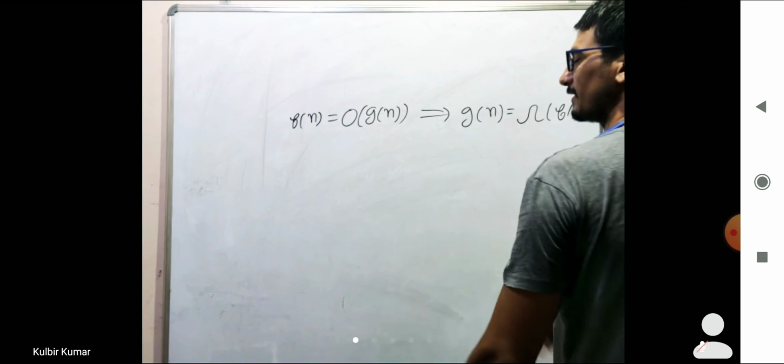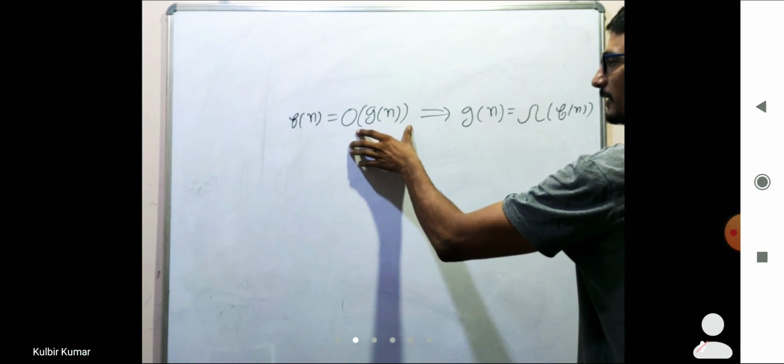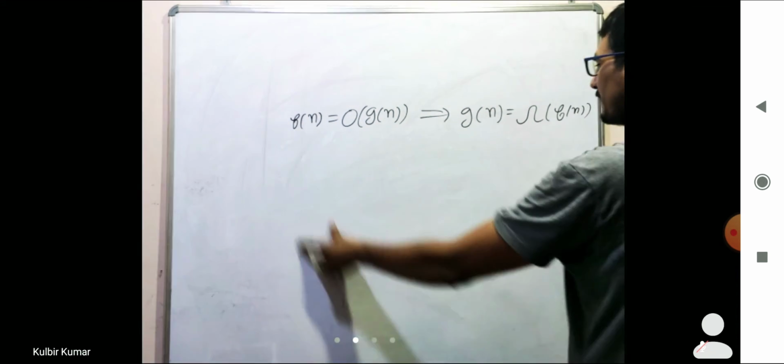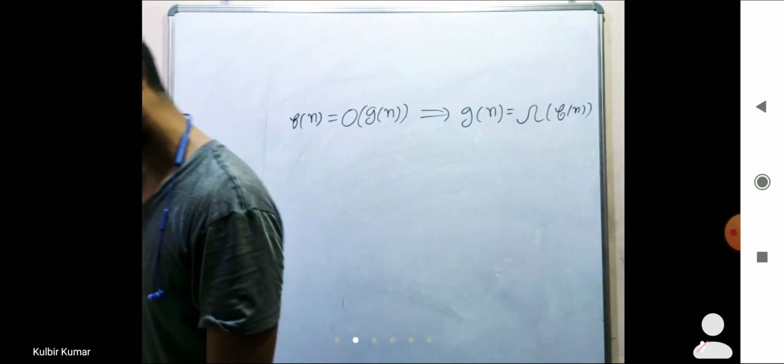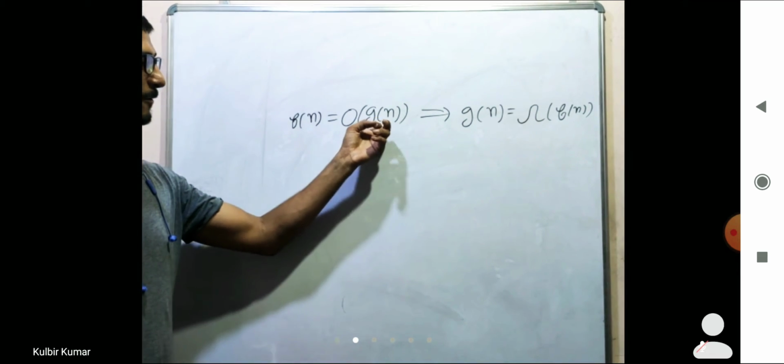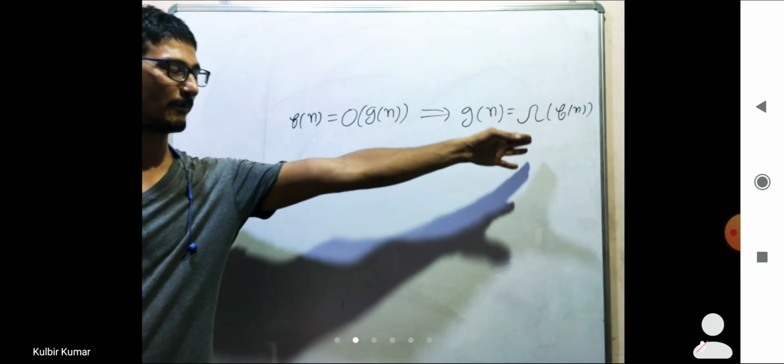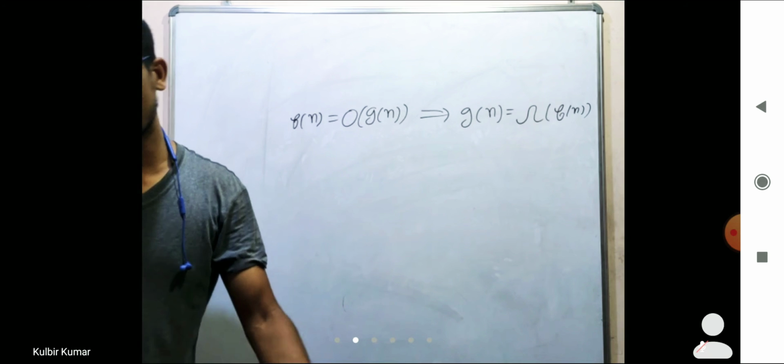So let me repeat this. One says g of n is greater than f of n, and the other says f of n is lesser than g of n. So it is the same thing. Here g of n is described as bigger than f of n, and here f of n is described as smaller than g of n. That's it.